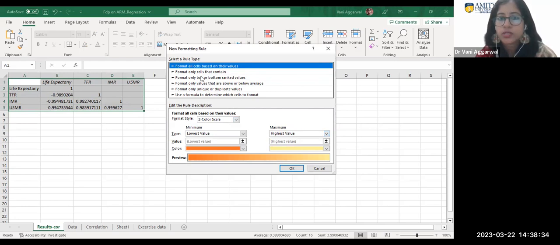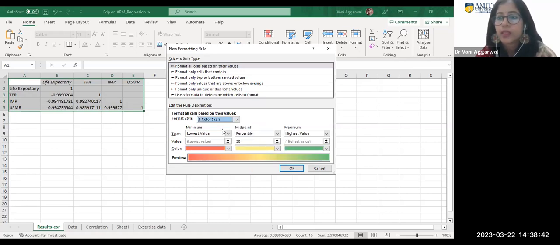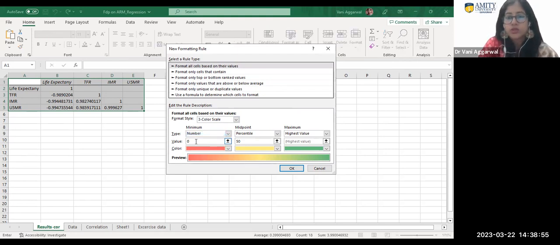Next, you need to keep this as it is. Now change the format style. Add three colors, a 3 color scale. So click on 3 color scale. Then for minimum value, click on number because we are using numbers. The minimum value is -1, because that is the range of correlation, as I said. And I am giving it red color. Clear till now?